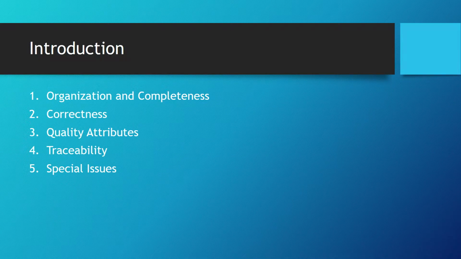This review will cover 5 key sections which will uniquely identify each section of the SRS requirements. These sections include organization and completeness, correctness, quality attributes, traceability, and special issues.